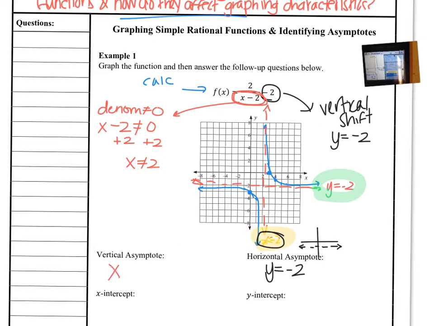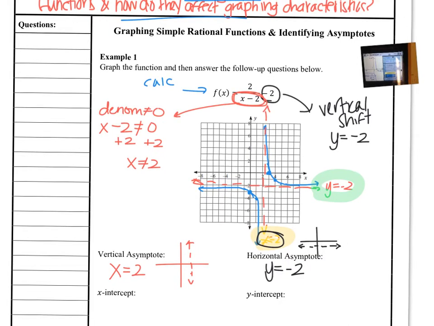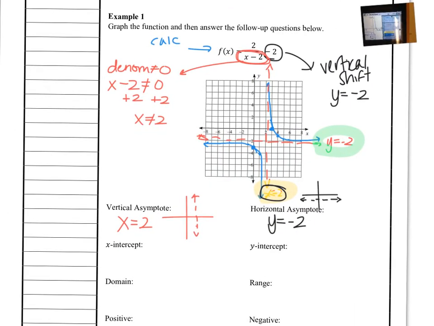Therefore, the vertical asymptote is at x equals 2. And again, it's vertical because when I go to 2, I get that line vertically. All right, x-intercept versus y-intercept. Remember we already said that the x-intercept was at (3, 0), and the y-intercept was (0, -3).